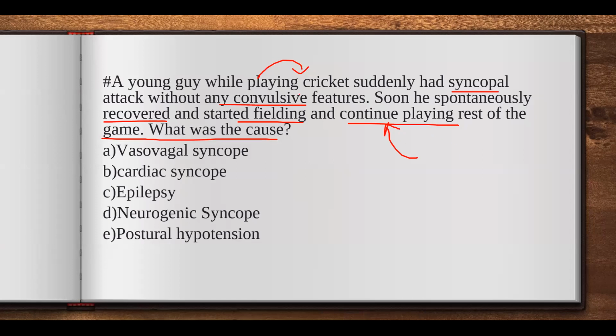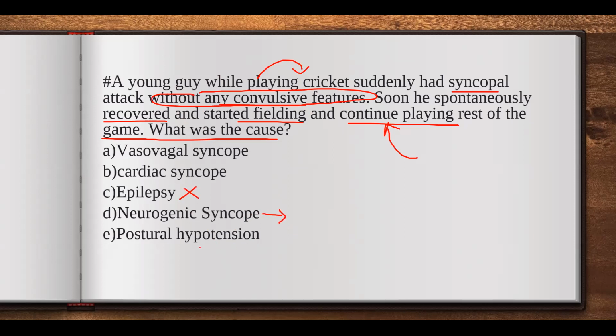So what do you think this patient is having? Vasovagal, cardiogenic, epilepsy. We don't think about epilepsy because the question already says without any convulsive feature. So not epilepsy. Okay. Neurogenic syncope can be, but this patient doesn't give any other feature. So we'll discuss neurogenic syncope after, maybe after the break. So hang on to this one.